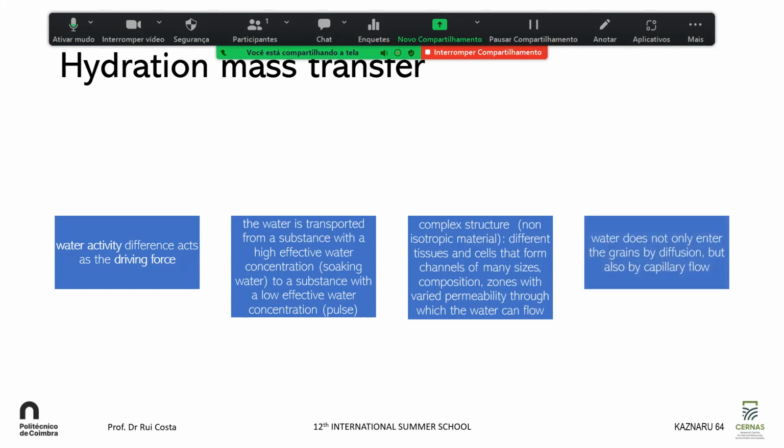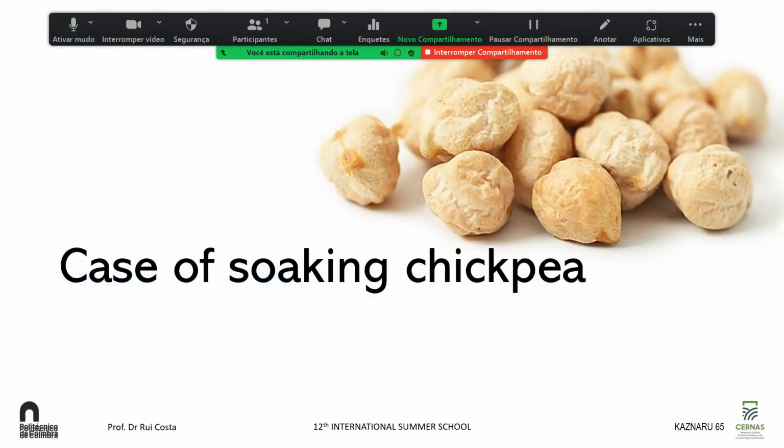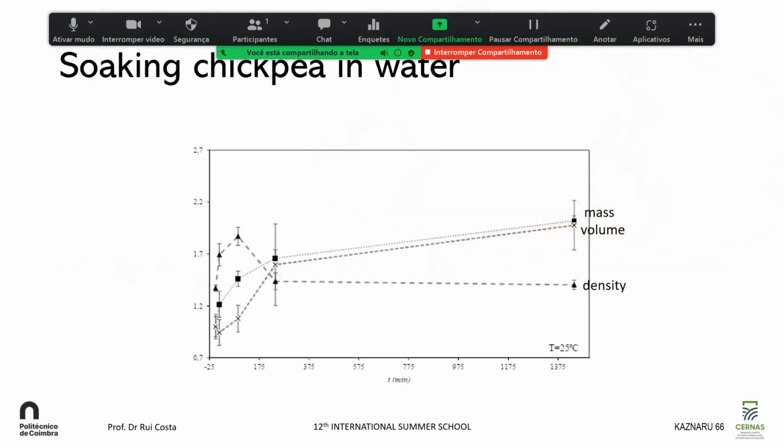And the water does not only enter by diffusion, as we saw. If it enters the ileum first, it enters first by capillary flow, and then later on by diffusion. So it's a mixture of mechanisms. Okay, we can apply those models to the soaking. Here are some examples, the case of soaking chickpea.